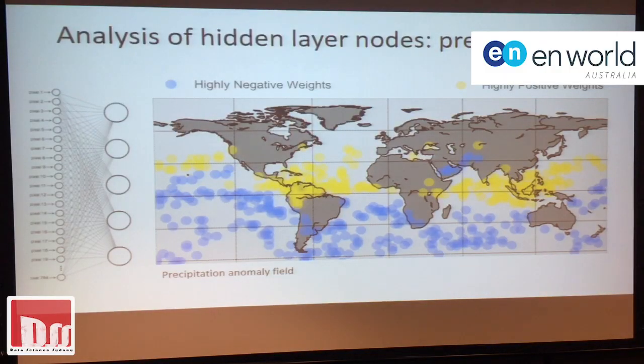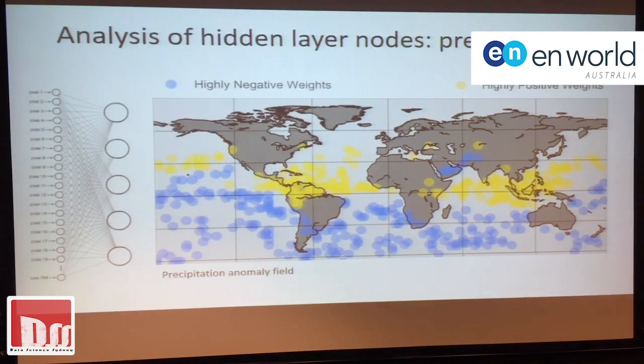So we picked one of them. So in the example I'm showing here, we've trained an autoencoder on the precipitation field. So it's precipitation anomaly, so it's been centered and scaled, but essentially just the amount of rain. We trained the autoencoder, and then we looked at the neurons in the hidden layer. So one of them is the one I've plotted here, where we've plotted only the strongest weights, so either very largely positive or very largely negative. These are the grid cells that really impact that neuron.